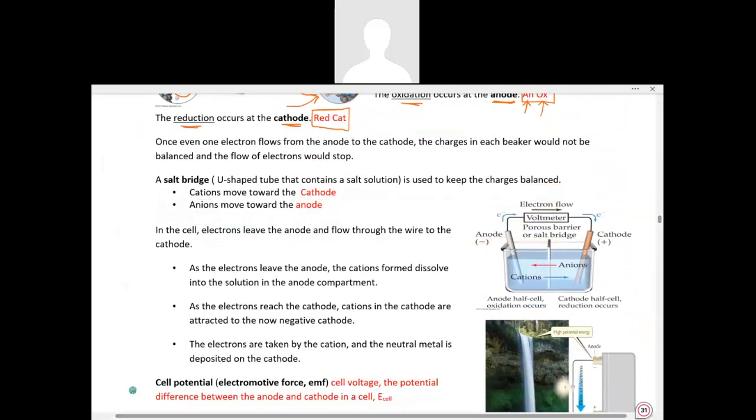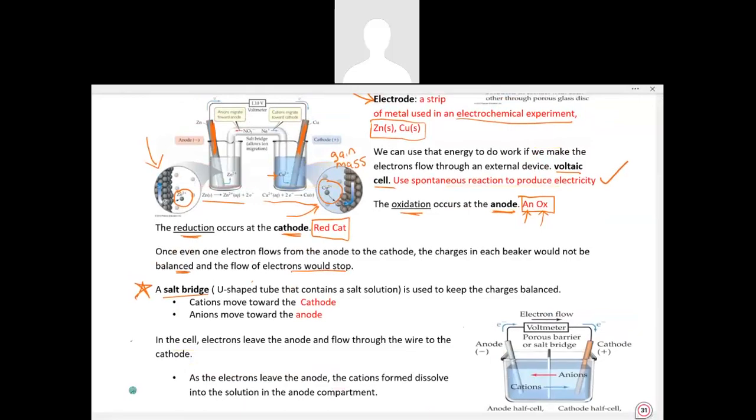So once we begin to have electrons flowing, the charge in each beaker would not be balanced, and then the electron flow would stop. So to correct this, we place what's called a salt bridge. This term here, it's this U-shaped device, this thing that we see actually up here in this image.